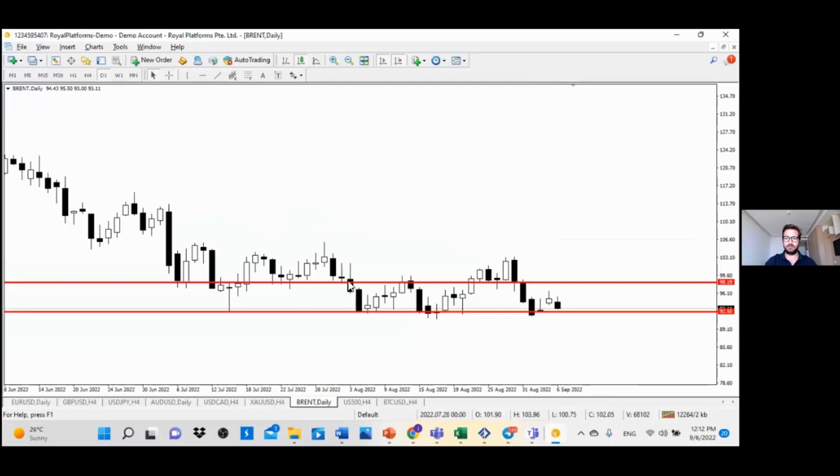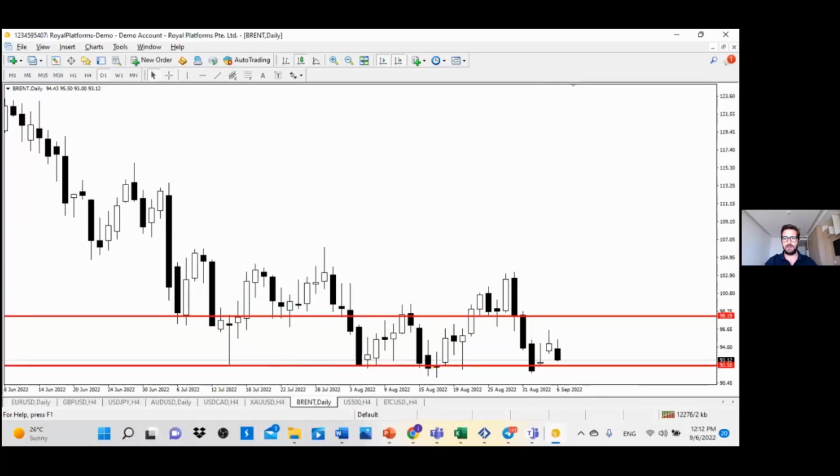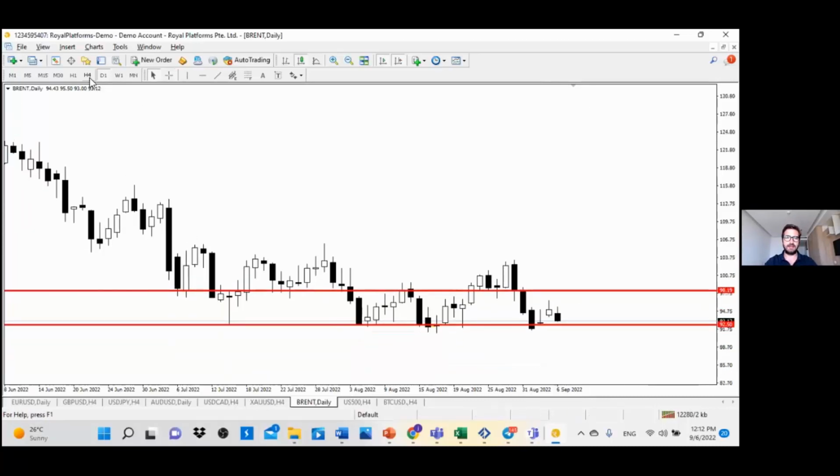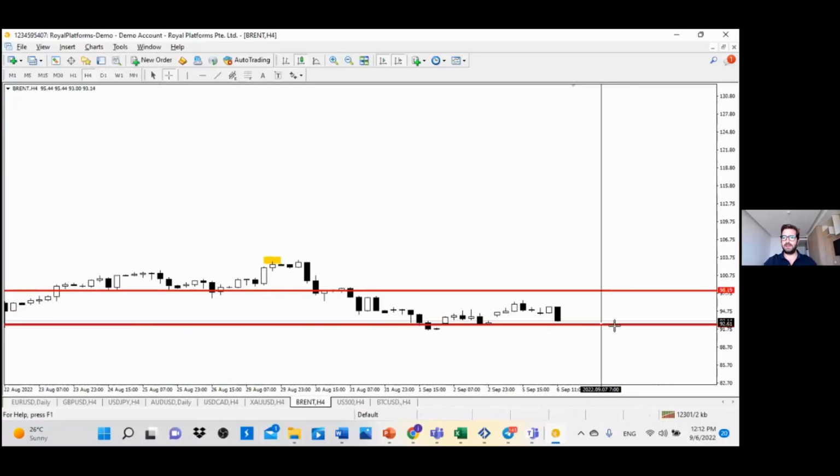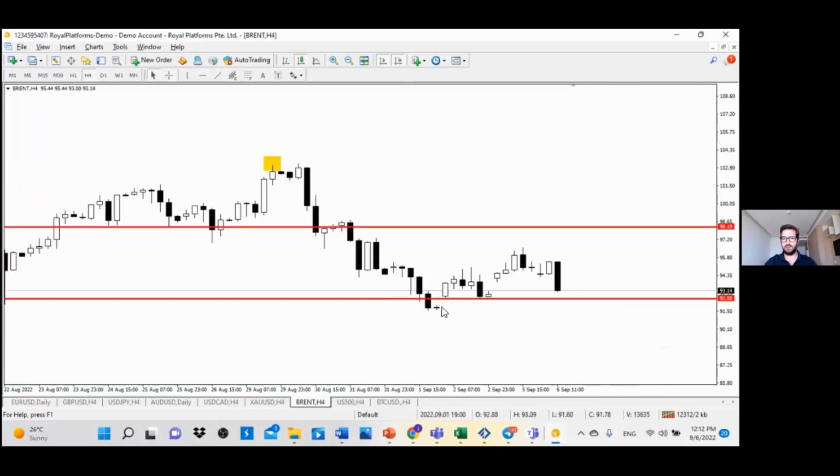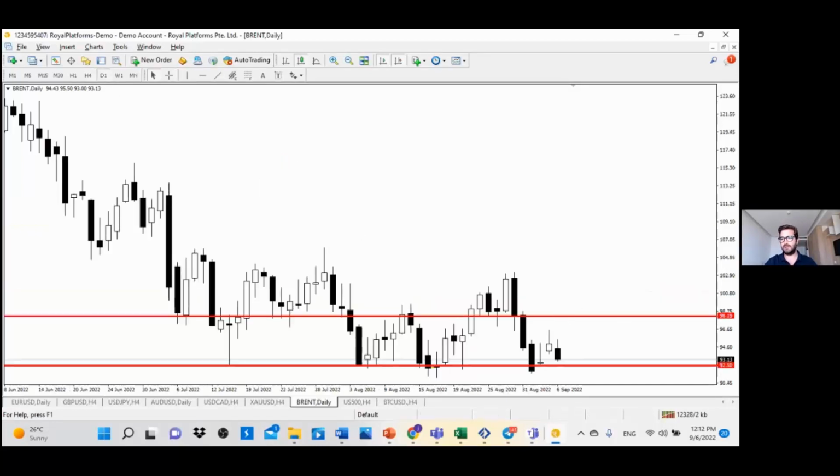UK Brent oil. On the higher time frame, it looks like it is inside a range, which is a bit annoying. Here we have a range. So what I expect maybe is continued bouncing inside this range made of the 98 and 92 key levels, 98 as a price and 92.